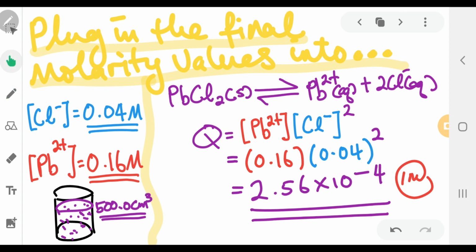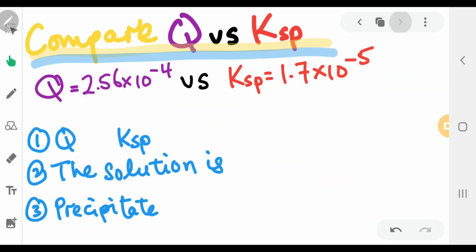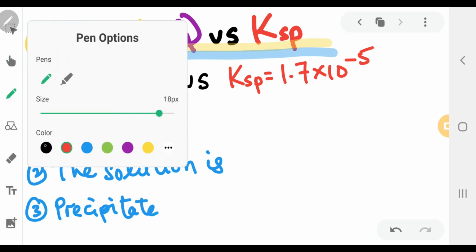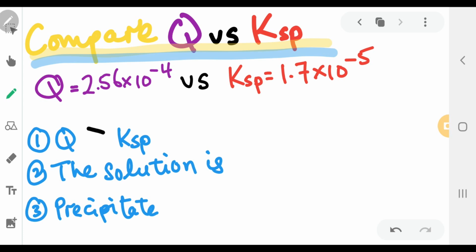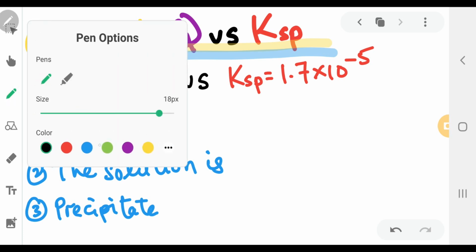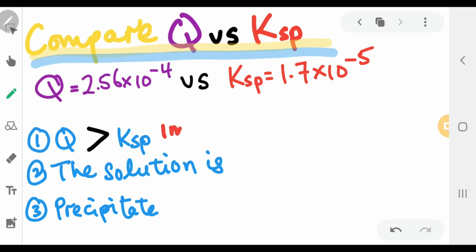Now, we're going to take this value here and compare it with your KSP. As you can see, the value of Q, 2.56 times 10 to the power of -4, versus the given KSP, which is 1.7 times 10 to the power of -5, is bigger. Q is bigger than KSP. So we can conclude that Q is bigger than KSP. By doing that conclusion, you have 1 mark.